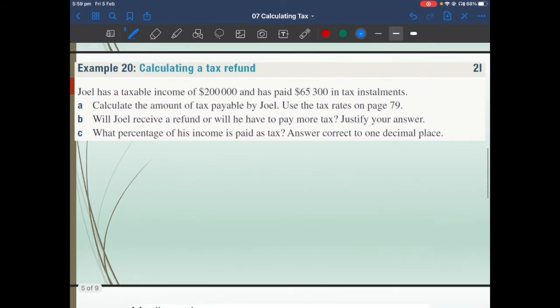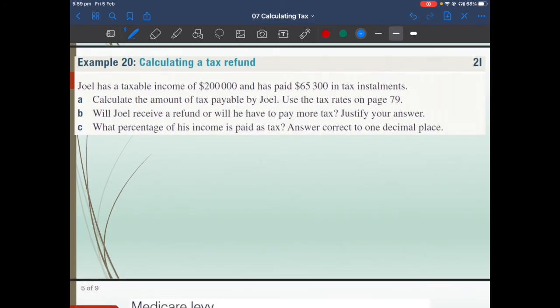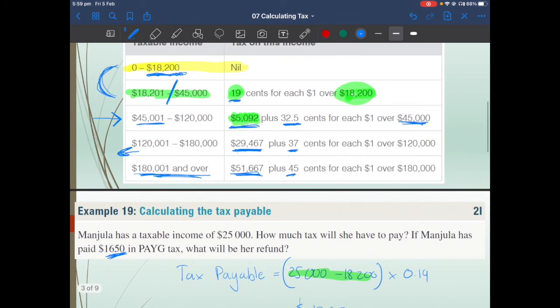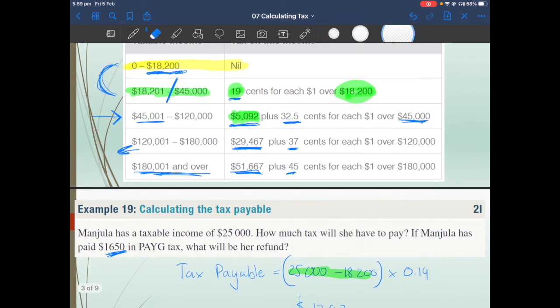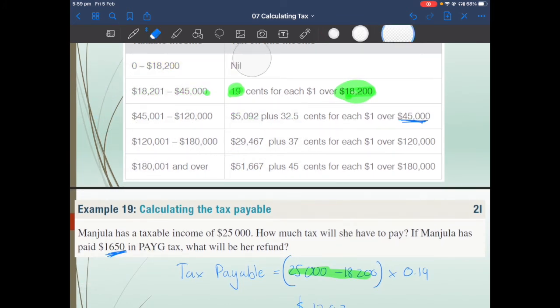All right, this is going to get a little bit more complicated here. Joel has a taxable income of $200,000, and so far he's paid $65,300. Well, what is the tax he's required to pay? Let's look. I'm just going to erase all of this stuff so we can read this properly. His income puts him in this final bracket.